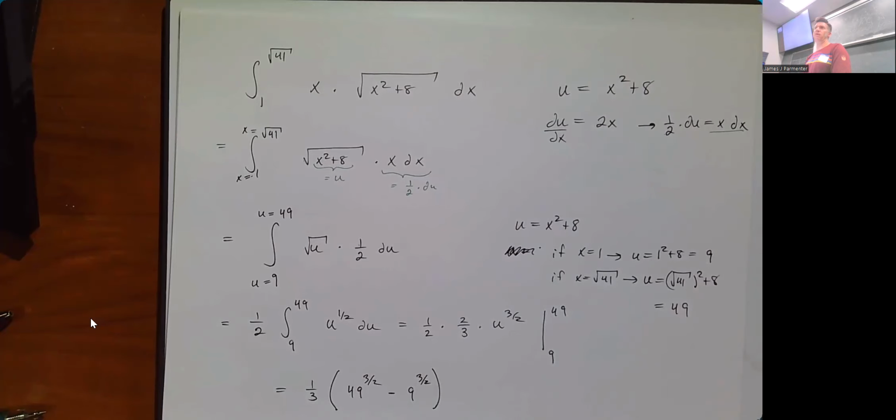What's 3 to the 3rd? Right. So we're going to get 1/3 times something minus 27. Okay, what's 49 to the 3 halves? Well, what's 49 to the 1 half?